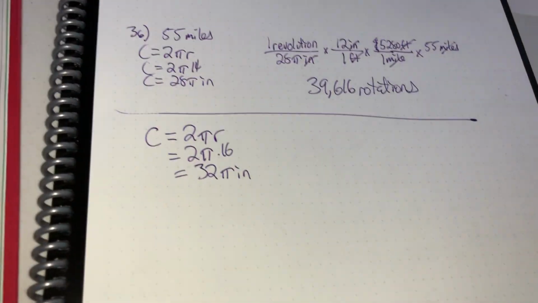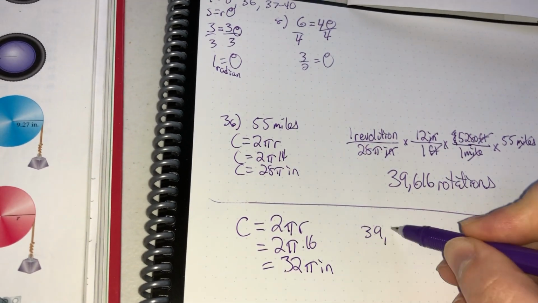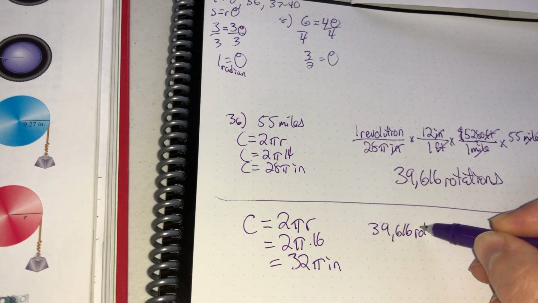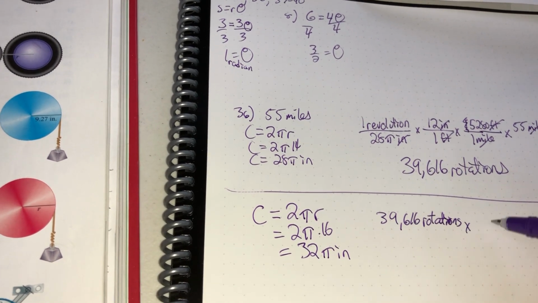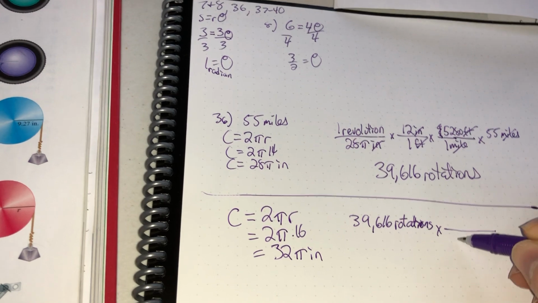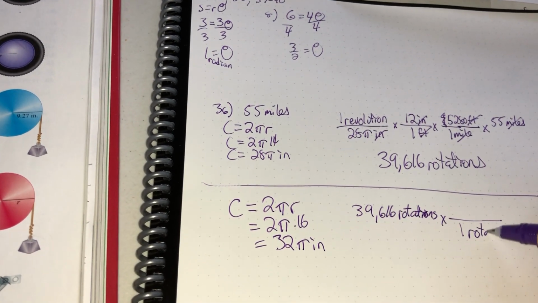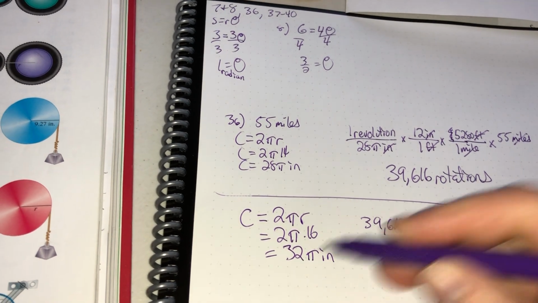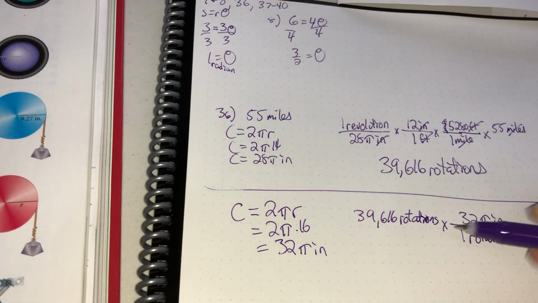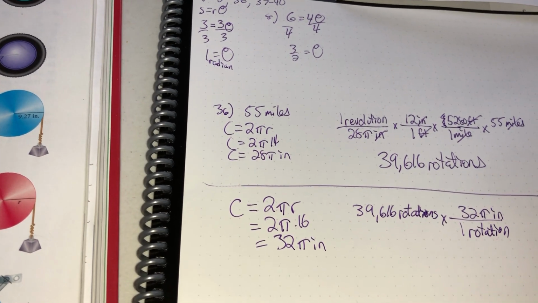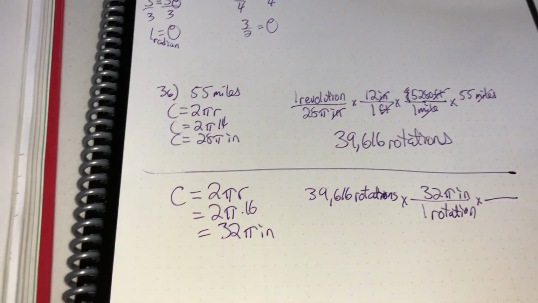Okay, so let's take the rotations that I was just doing. 39,616 rotations. And I'm going to multiply that by, well, in my new setup, one rotation will take me 32 pi inches. So if I were to cancel right now, I would know how many inches I go, but I want to know how many miles I go.